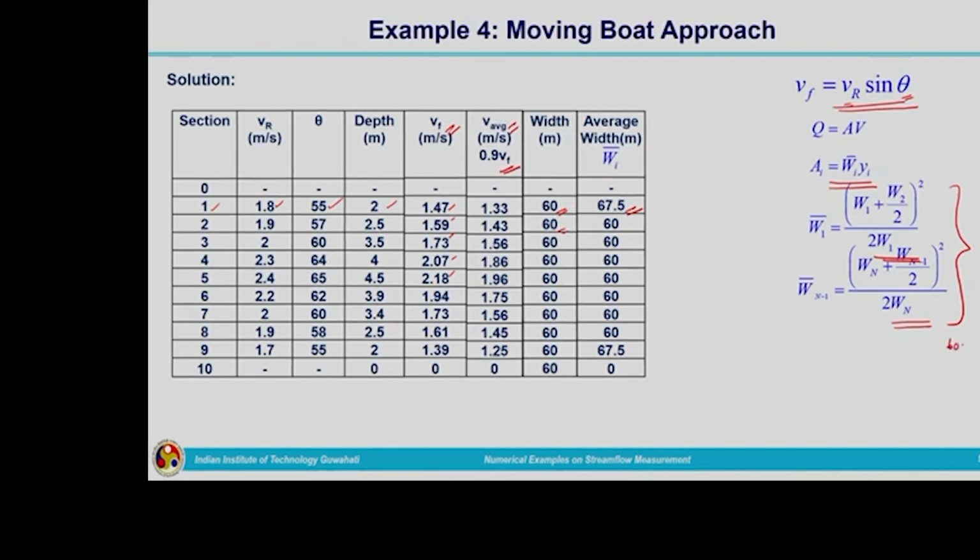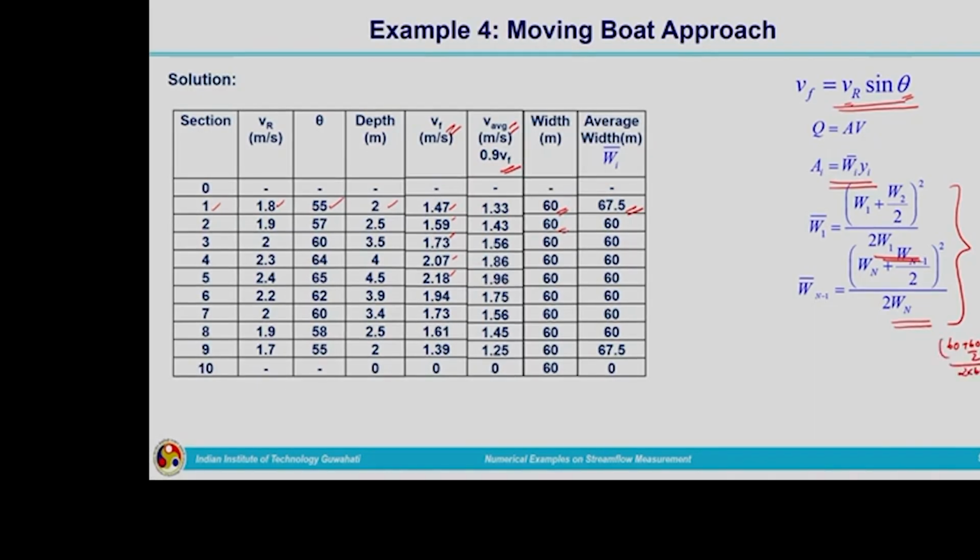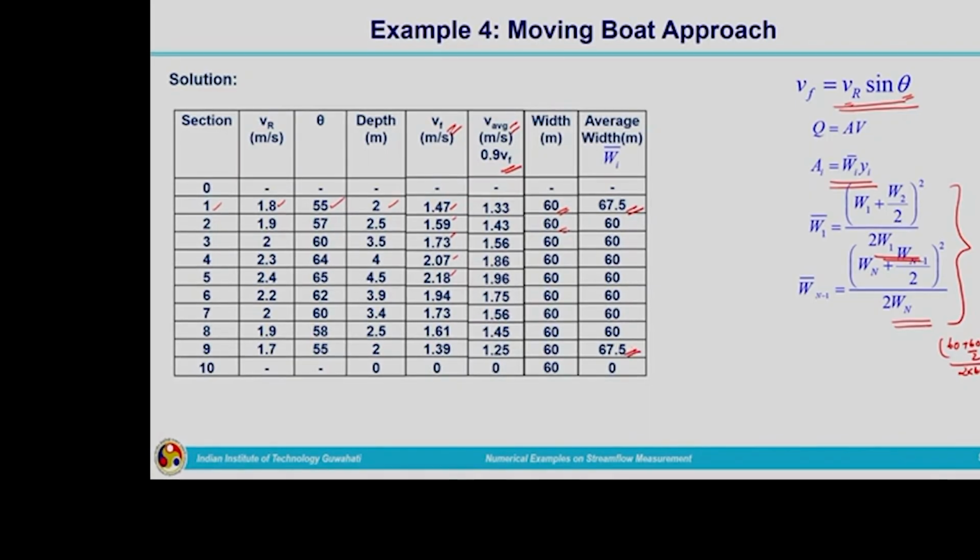So, 60 plus 60 by 2 all square divided by 2 into 60. So, this can be calculated as 67.5. Here at the segment close to the right bank also it will be 67.5.